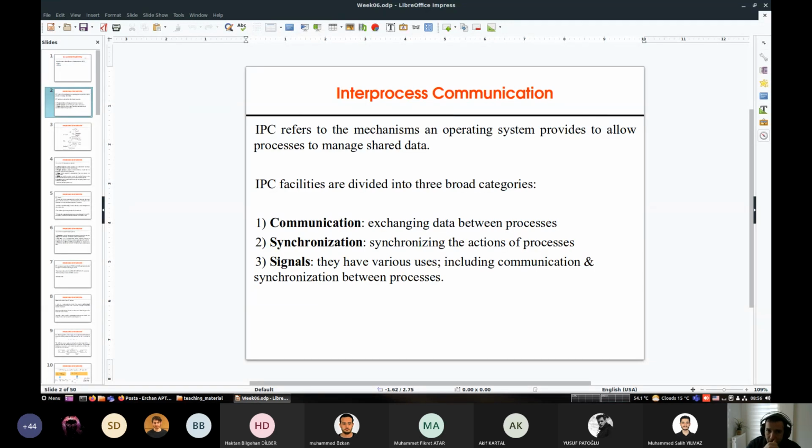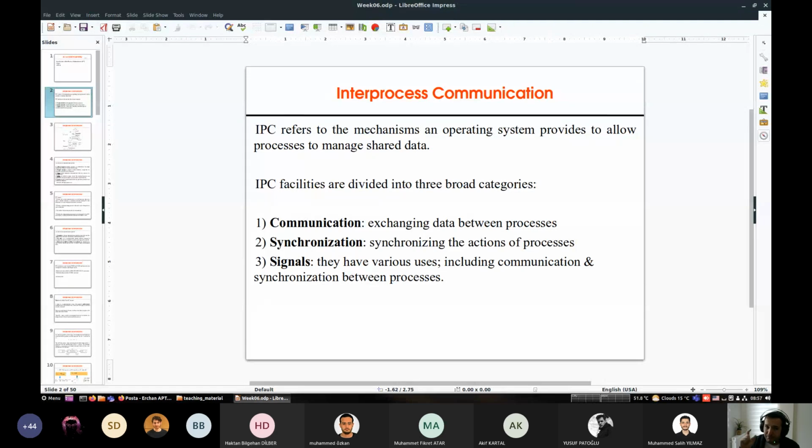Now, IPC refers to the mechanisms an operating system provides to allow processes to manage shared data. It involves 3 broad categories. Now, we have already talked about signals. And don't worry, we are done with signals. We will not be talking about signals in detail again, but just know that signals can be used for communication between processes, and even for synchronization, as is the topic of your current homework number 2.